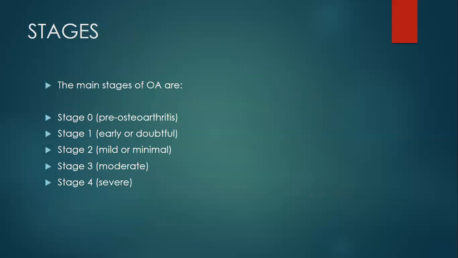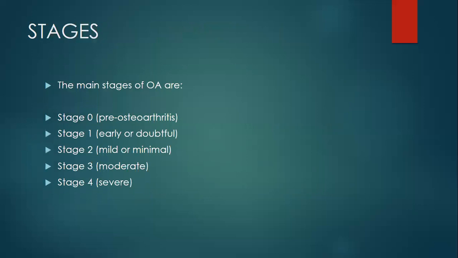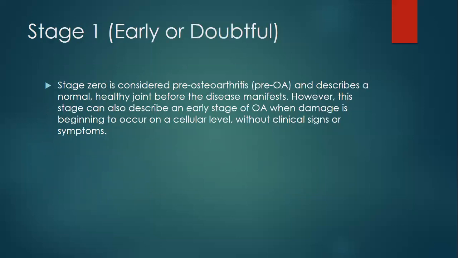Coming to the stages of osteoarthritis. Stages of osteoarthritis are from 0 to 4. 0 is pre-osteoarthritis. 1 is early or doubtful. 2 is minimal. 3 is moderate. And 4 is severe. We will discuss this. Stage 0, as it is pre-osteoarthritis, basically has no signs and symptoms of OA.